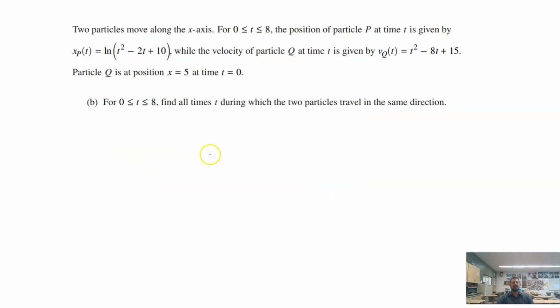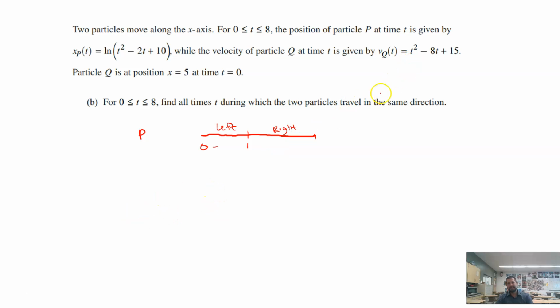Letter B wants to know, find all the times in which the two particles travel in the same direction. Well, we already know how particle P travels from 0 to 1. So if I made myself a number line for P, we just did it. From 0 to 1, I am moving to the left, and then from 1 to 8, I am moving to the right. We already discovered that from letter A.